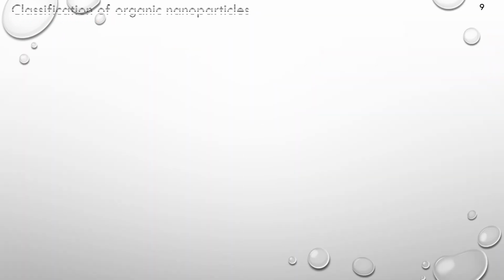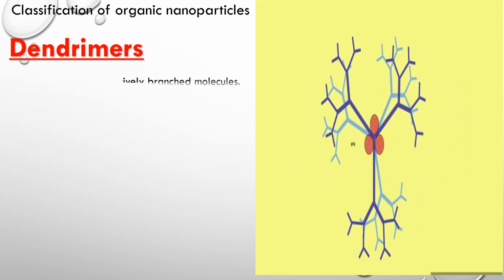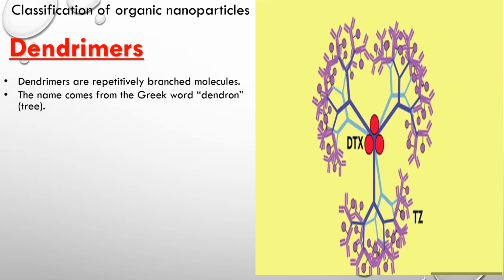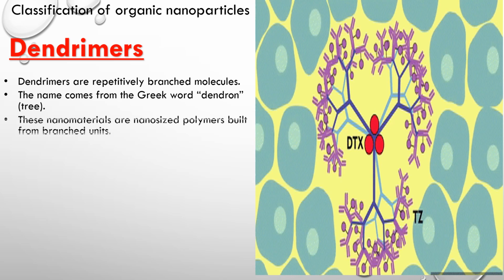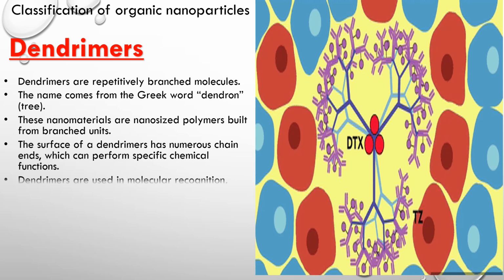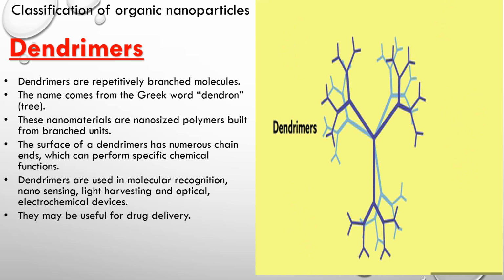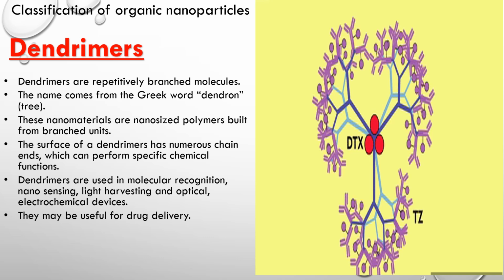See the dendrimers, these are organic nanoparticles and are repetitively branched molecules. The name came from the Greek word dendron, which means tree. So these nanoparticles are nano-sized polymers built from branched units. The surface of a dendrimer has numerous chain ends which can perform specific chemical functions. These dendrimers are used in molecular recognition, nanosensing, light harvesting, and optical electrochemical devices. They may also be used for drug delivery.